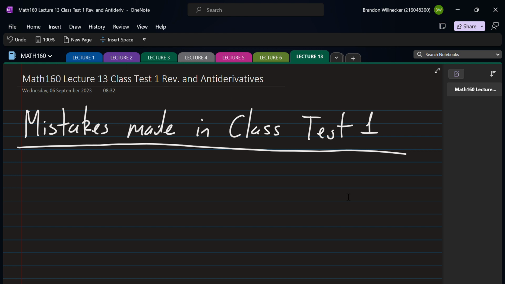Okay, let's get started. So today we're going to go through some of the common mistakes in class test 1. Even if you didn't make these mistakes, please just make notes. I did see quite a few students making these mistakes, so we don't want these made next time. Then after that we'll go through some more antiderivatives work from the tutorial.